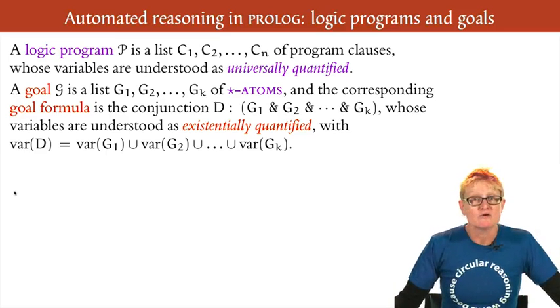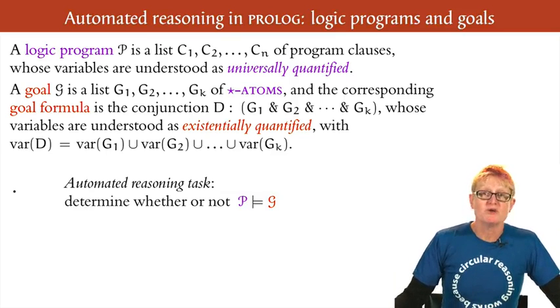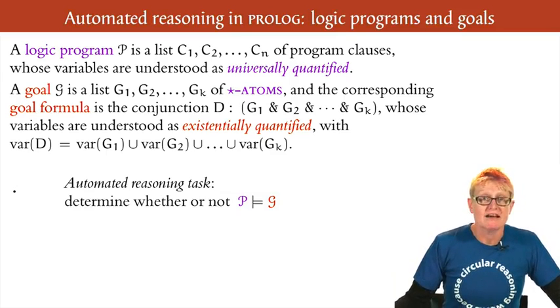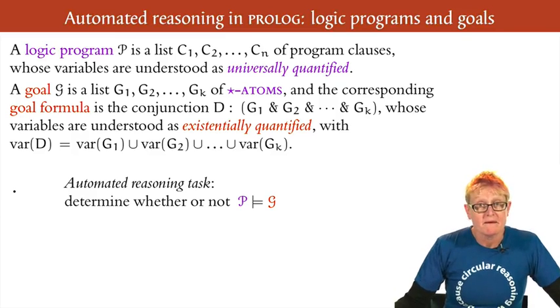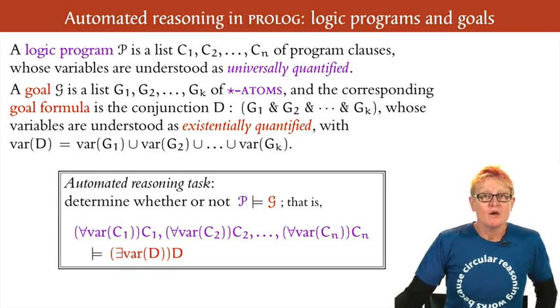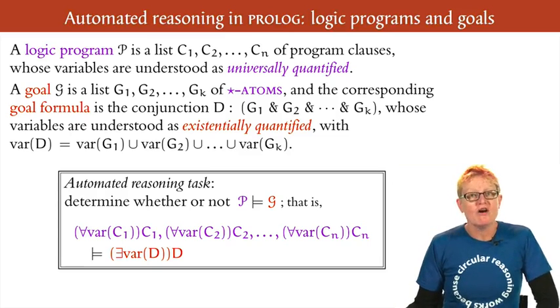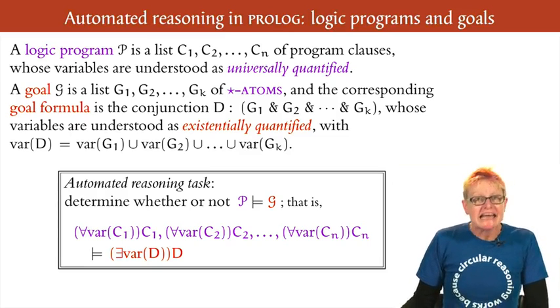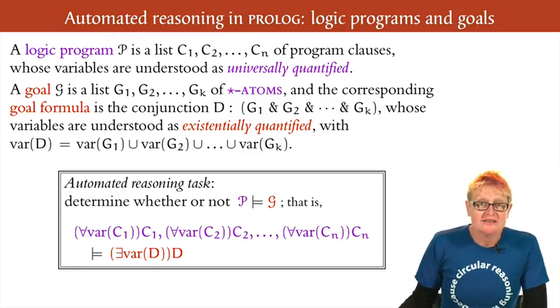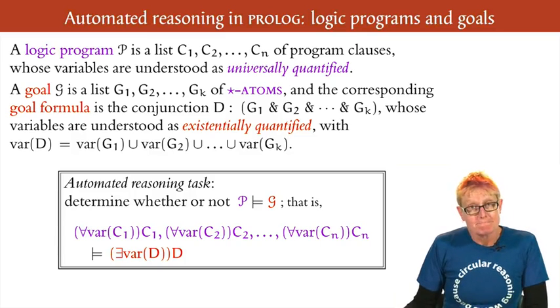So, finally, the automated reasoning task addressable by Prolog: determine whether or not a goal G is a logical consequence of a logic program P. Expressed as real formulas of predicate logic with identity, we want to determine whether or not the existential quantification of goal conjunction D is a logical consequence of the universally quantified program clauses in P.